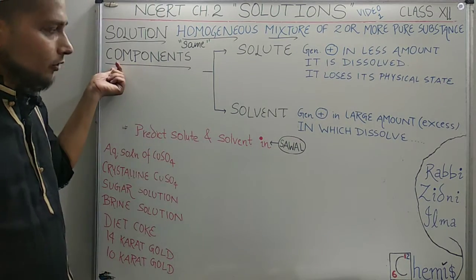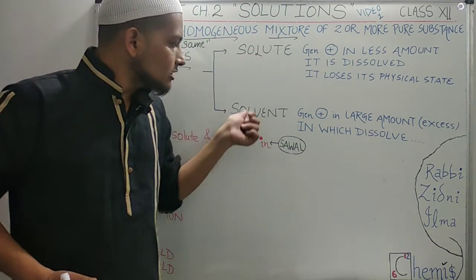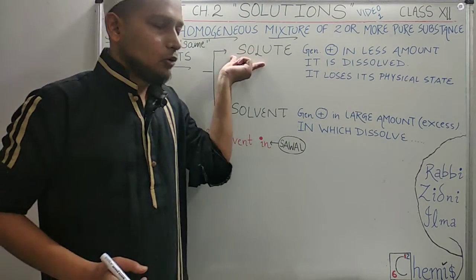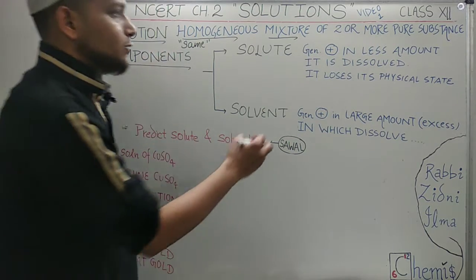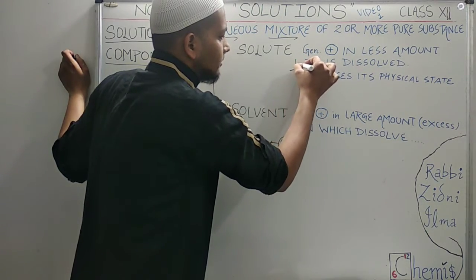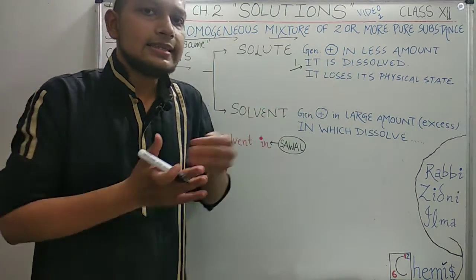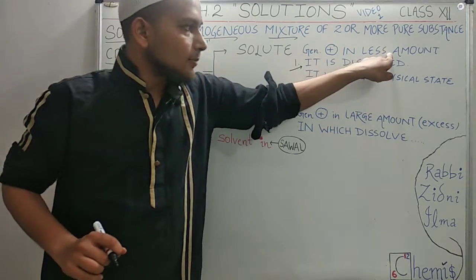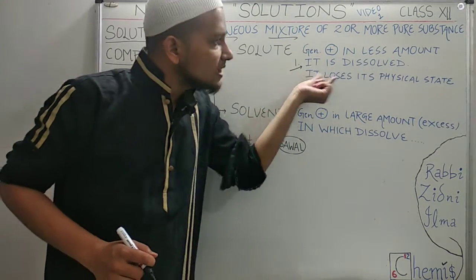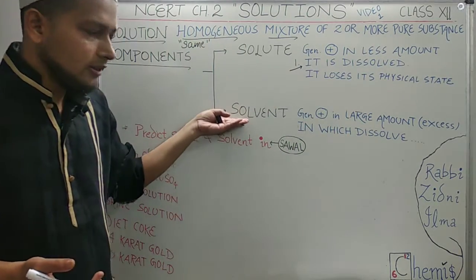Now, the components, there are 2 major components. One is called solute, the other is called solvent. What is solute? For solute, there are many definitions. However, this particular one stands correct in all the textbooks. It is the component which is dissolved. It is generally present in less amount and it loses its physical state when dissolved along with solvent.